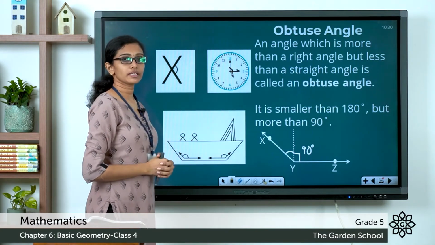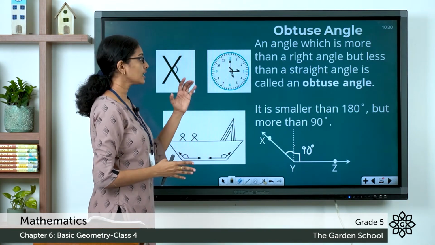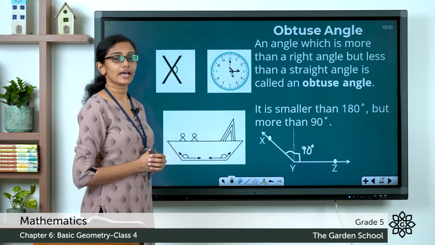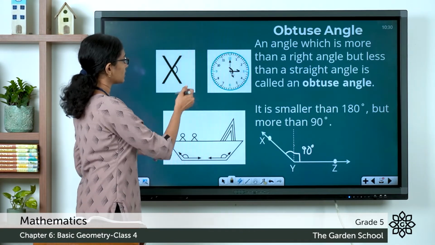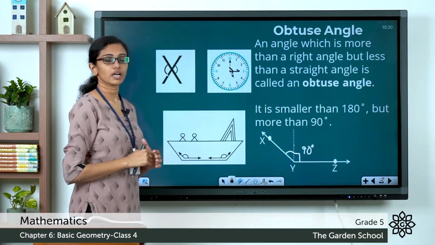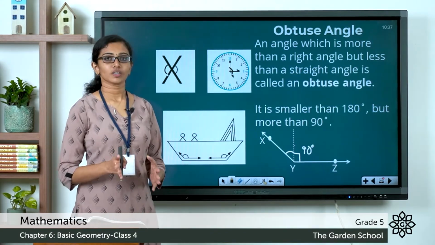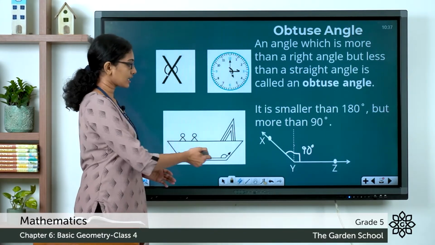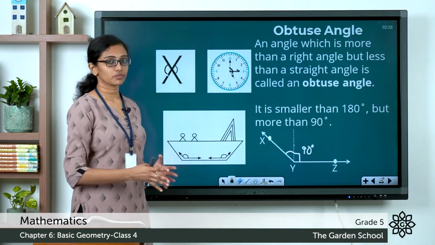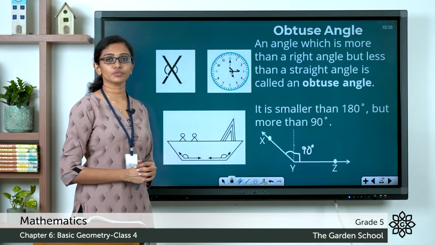So the angle between the hands would be more than 90 degree and it would be an obtuse angle. Same is the case with letter X here. The angle between those lines would be obtuse angles. Look at this board here. The angle between these two lines and these two lines would be more than 90 degree and hence obtuse angles.